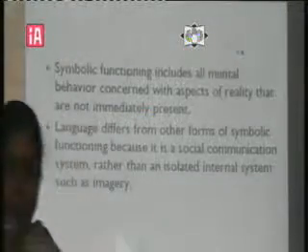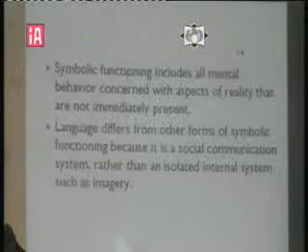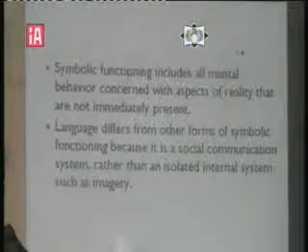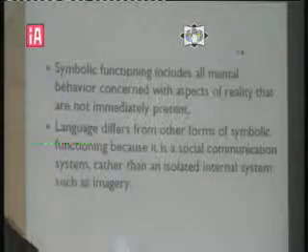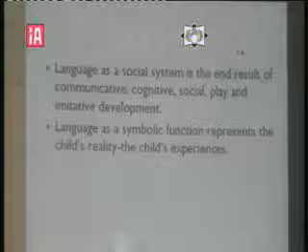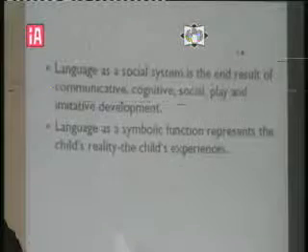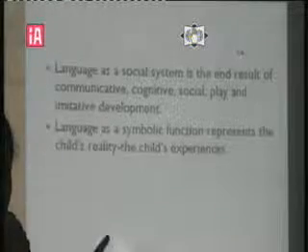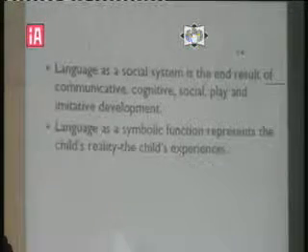When we talk about behavior concerned with aspects of reality that are not immediately present, we talk about decontextualized language. In the immediate environment or the context, that thing is not there. Still the child should be able to refer to it. Reference also, not even imagination. That's when we know the language development is getting complex and better. I think that's what she's spoken about, the 2 points right now. It is a social system as the end result of communicative, cognitive, social and imitative development. Language is a symbolic function, represents the child's reality, the child's experiences.